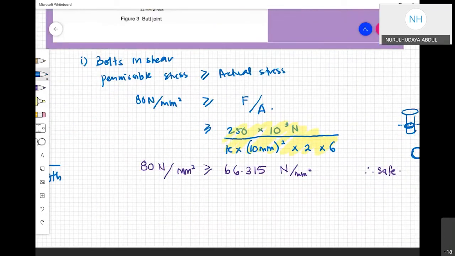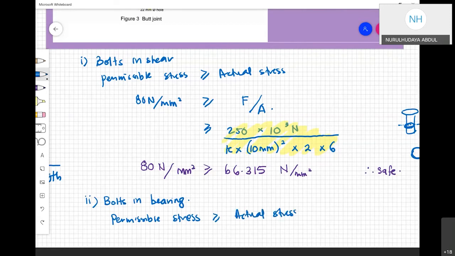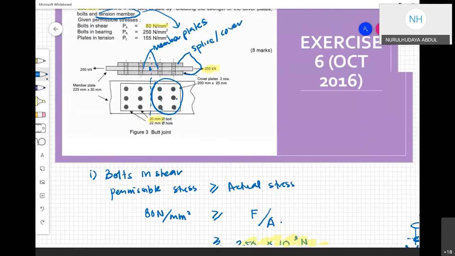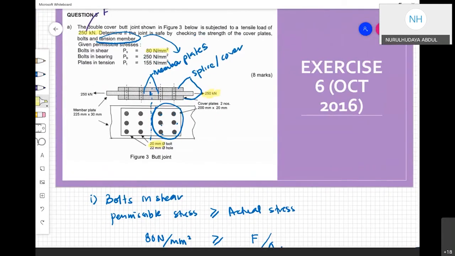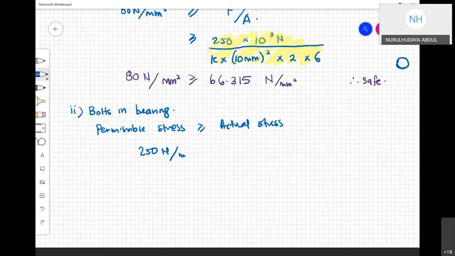The next one, we're going to calculate the bolts in bearing. Okay, we have this permissible stress. Also it must be bigger than the actual stress. For bolts in bearing, we have to look again. Okay, up here, for the bolts in bearing, the permissible PB is 250. Here, to compare. The actual stress is force divided by area again. And the force, it is 250, the same. And we have to divide with the area. So for this one, the area is different.